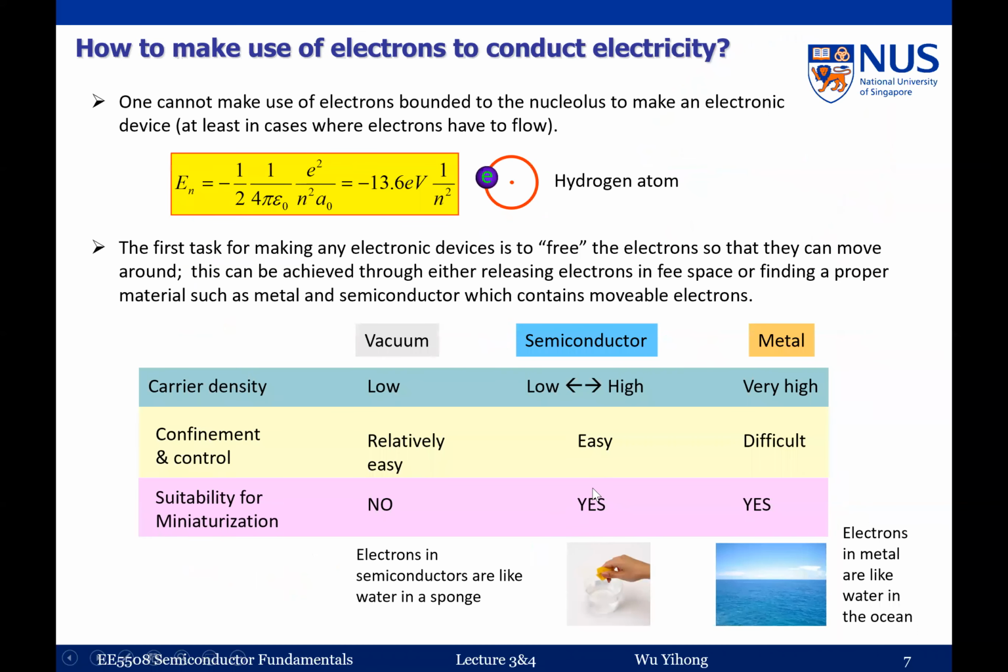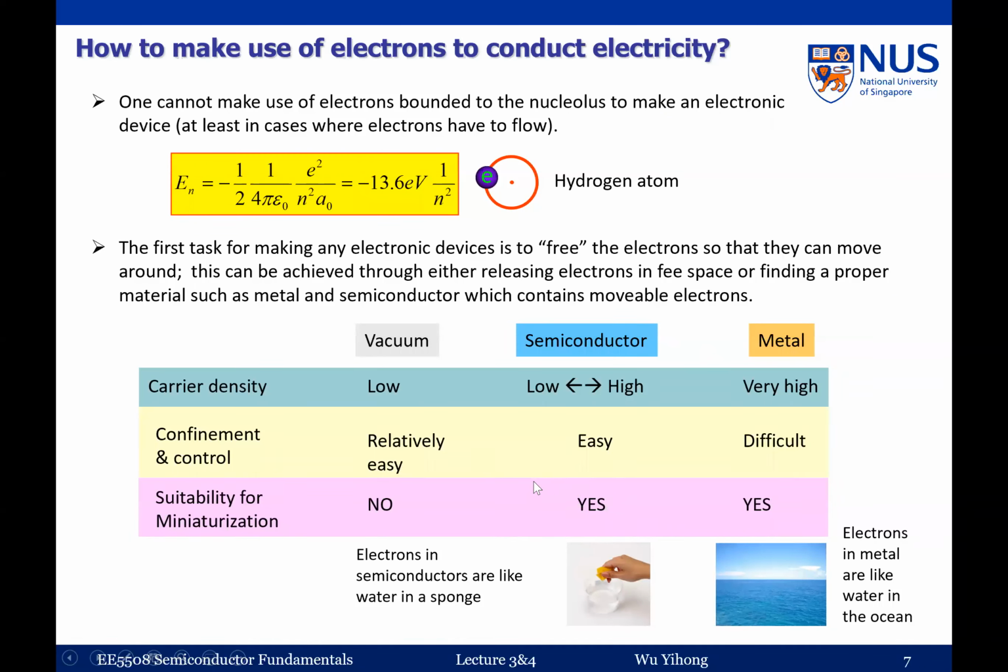So you can see that metal is a very good conductor. You have a lot of electrons inside, but you cannot use it to make devices. You cannot make a switch, for example, or an amplifier. Why? It is very difficult to control electron movement inside a metal. A semiconductor is different. It is just like water inside a sponge. You can squeeze it, fill it up very easily, and squeeze it out very easily.